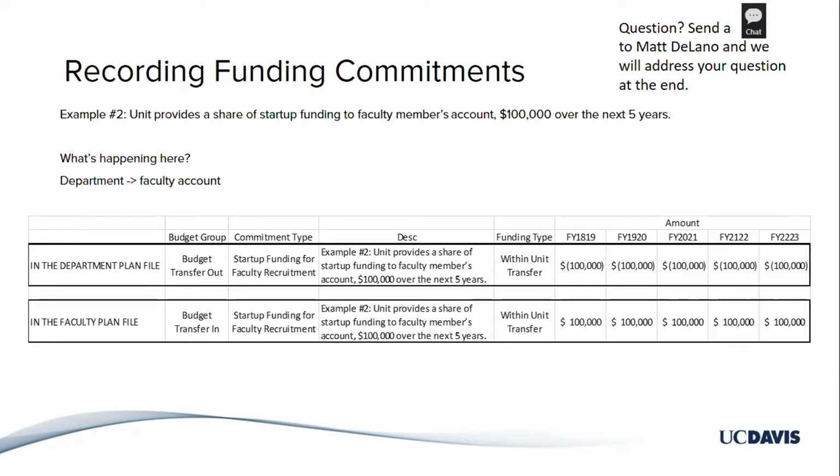And if you notice in the funding type, it's a within unit transfer. It's not a between unit because it's not passing over college lines. It's within your own college. And then we have recorded both this upcoming fiscal year as well as all the out years.